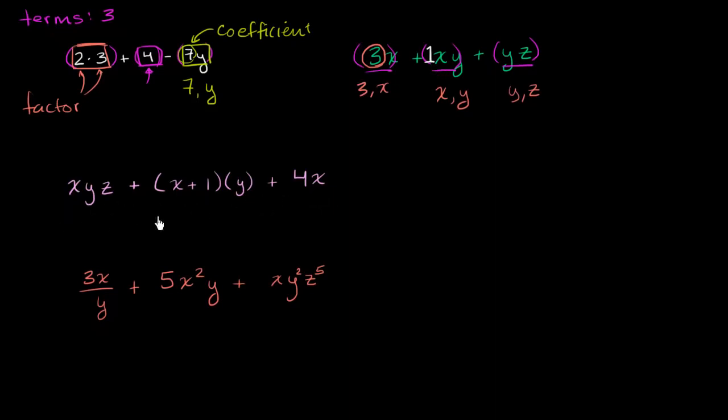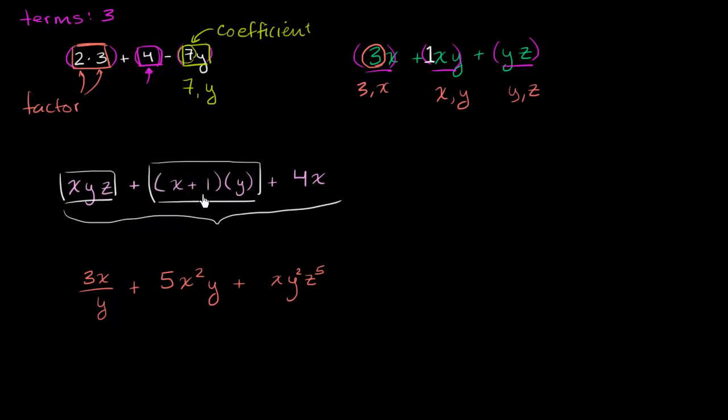Because if we look at the bigger expression, if we look at the whole thing, it's clearly made up of 3 terms. The first term is xyz. The second term is (x plus 1), that whole thing, times y. And then the third term is 4x. If you look at the first term and ask how many factors it has, you would say it has 3 factors: x, y, and z.